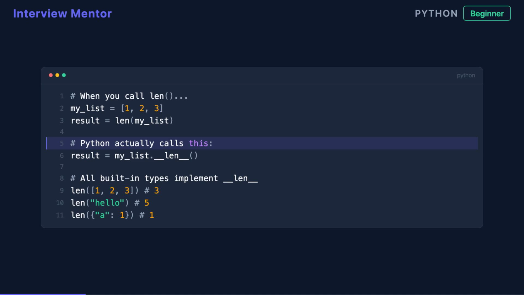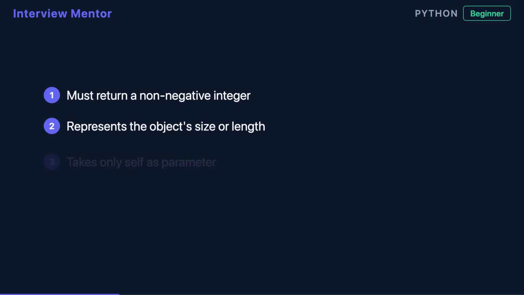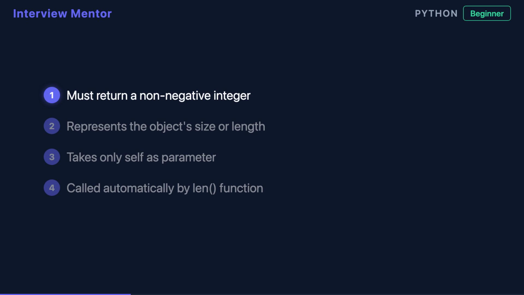This is how lists, strings, and dictionaries all work with len. They all implement this magic method behind the scenes. The double_len method has one strict requirement. It must return an integer. This integer represents the size or length of your object. Python expects a non-negative integer, and if you return anything else, you'll get a type error.